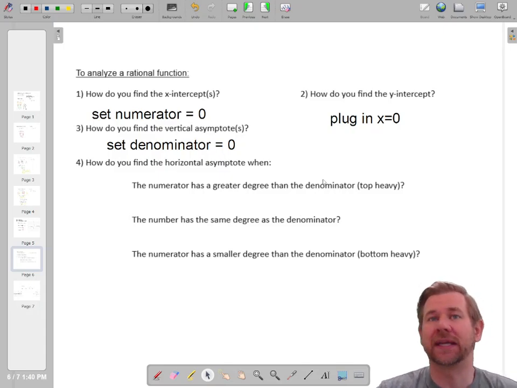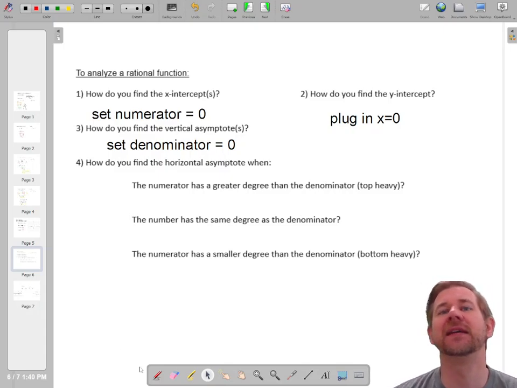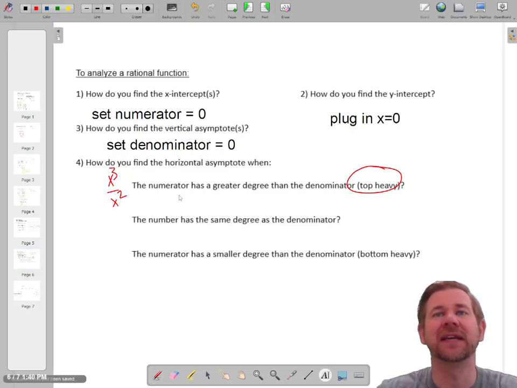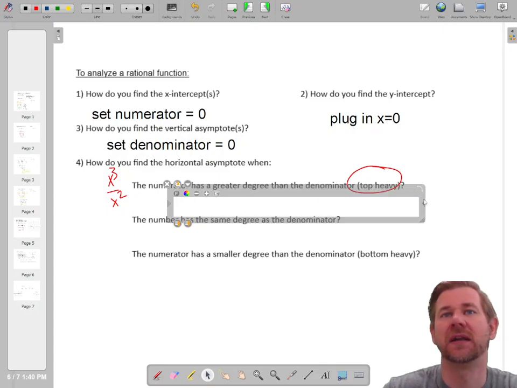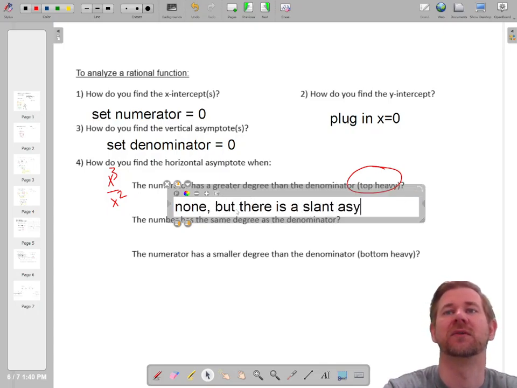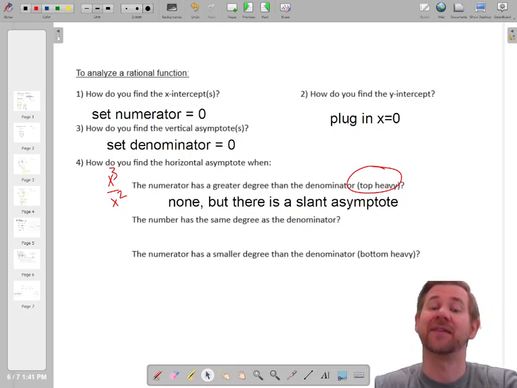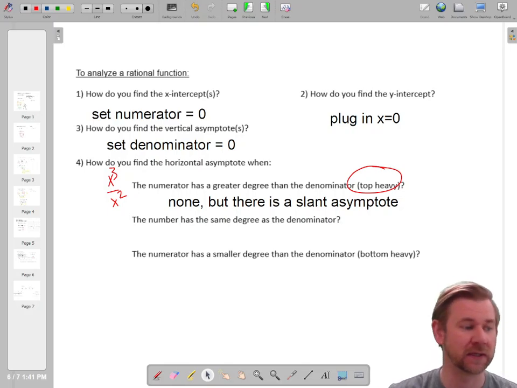The last thing is tricky, and this depends on the degree. So I'm going to make an example of each one of these. If the numerator has a higher degree than the denominator, so something like x cubed over x squared, I call that top heavy. If it's top heavy, then there actually isn't a horizontal asymptote. So we'll say there is none. But there is a slant asymptote. And to find the slant asymptote, you use long division. If you'd like to see that, I have an extension for you. If you're going to pre-calc next year, we will do that in pre-calc next year.